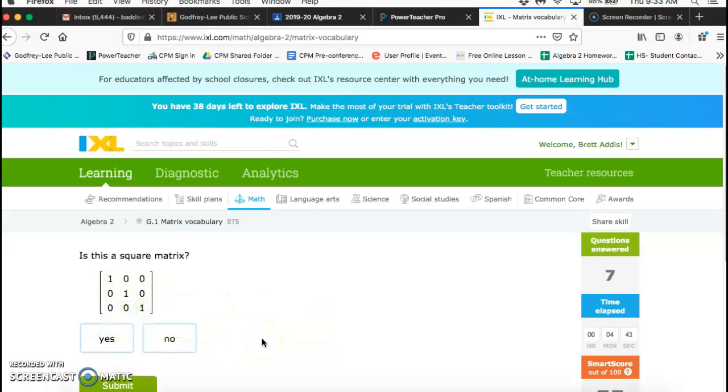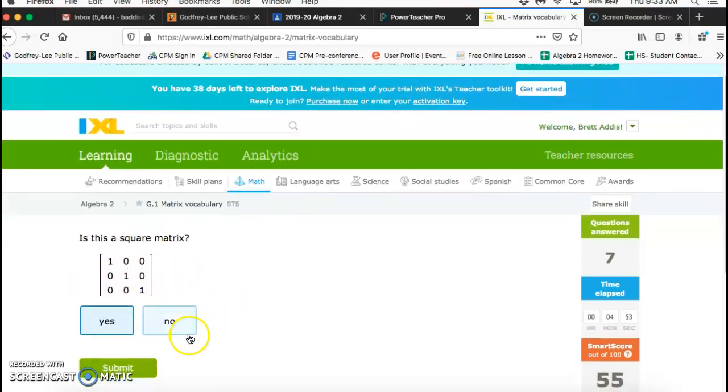A square matrix has to have the same number of rows as columns, which makes the shape of a square. And so in this case, you have 3 and 3. So yes, that is a square.